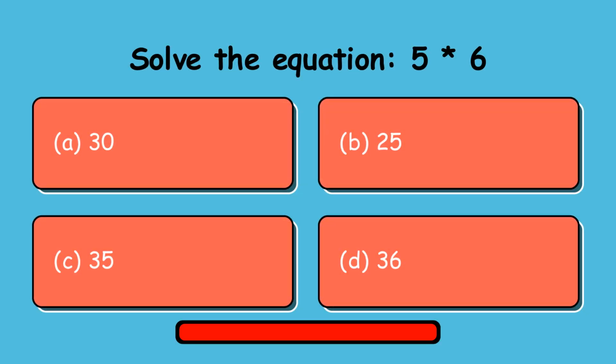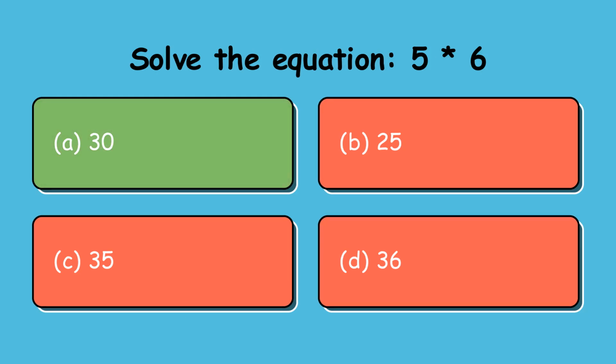Here is a math problem for you. 5 multiplied by 6 equals what? Your options are A, 30, B, 25, C, 35, D, 36. You have 10 seconds to solve the problem, or feel free to pause the video if you need more time. Correct answer is A.